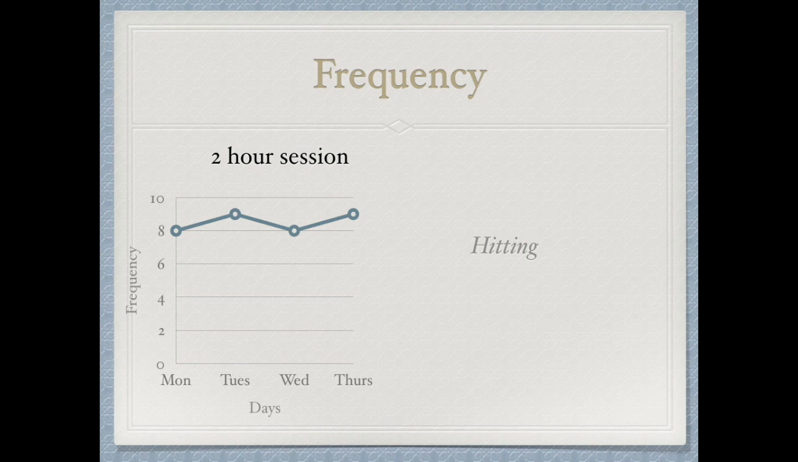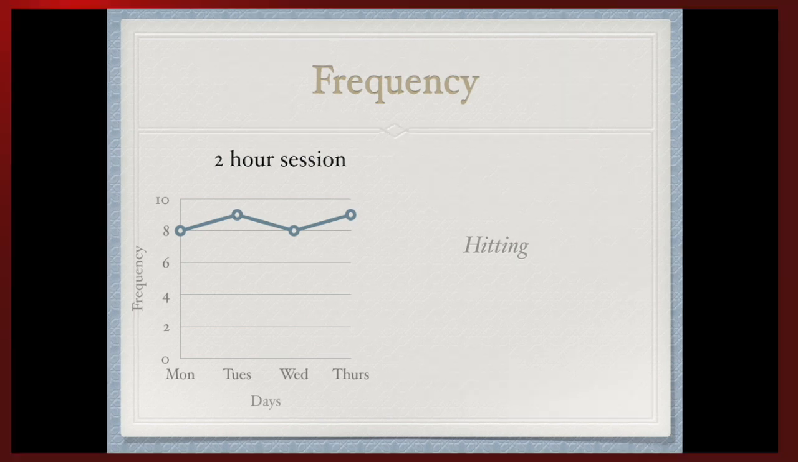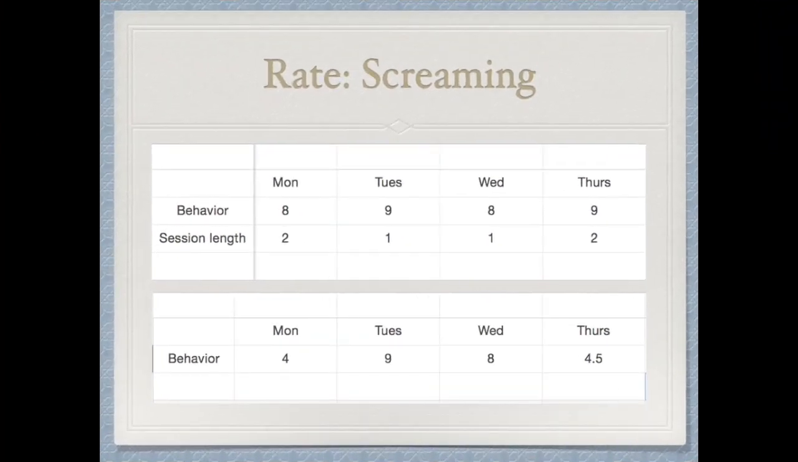Let me demonstrate this in a more visual way. In this graph, you see on the left side a frequency graph in which a child engaged in behavior, let's say it's hitting, 8 times on Monday, 9 times on Tuesday, 8 times on Wednesday, and 9 times on Thursday. The child attends the program for 2 hours each day. The next slide shows the data and length of the session. The number of behaviors are identical to the first graph, the hitting graph.